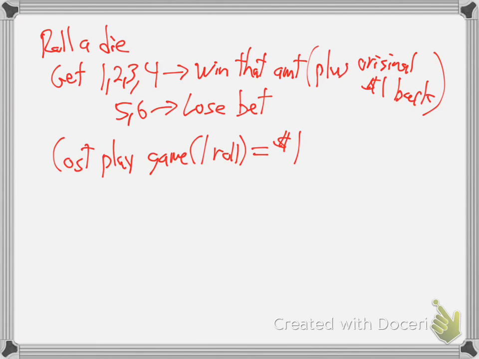What if the cost to play the game was $4? Maybe that's too easy of a game. You pay $4 and you roll the die one time. You get a 1, 2, 3, or 4. You get your $4 back, plus you win $1 or $2 or $3 or $4 on top of that. Or 5 or 6, you just lose your original $4.